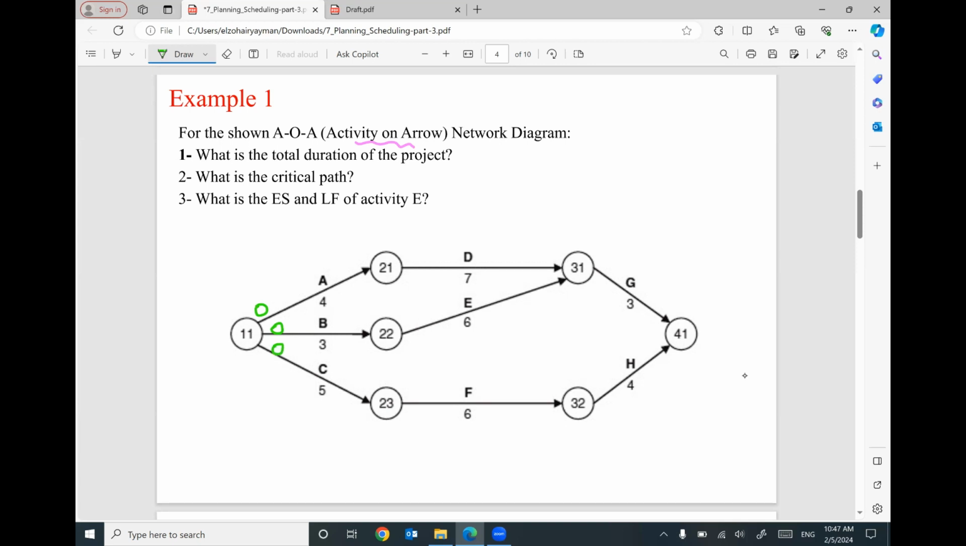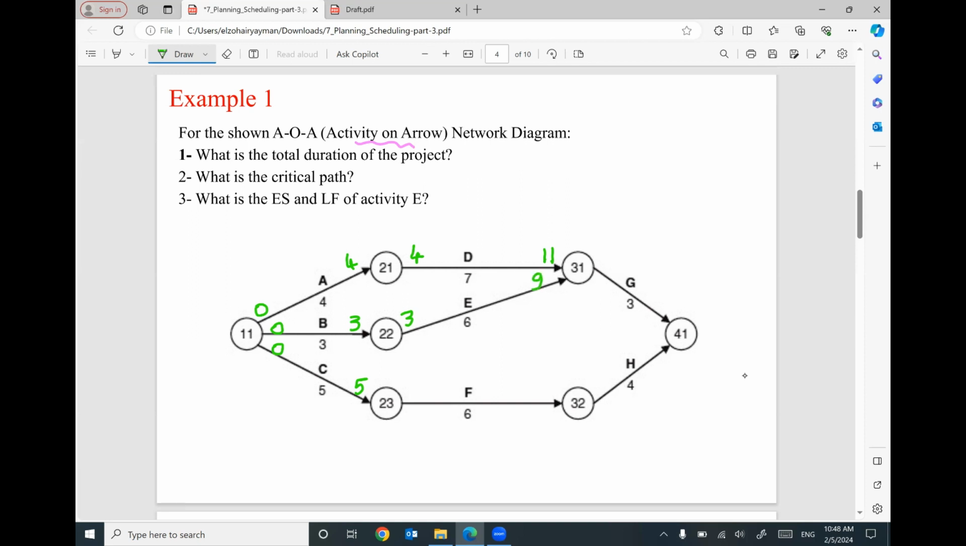For activity A, 0 plus 4 will give you early finish 4. For activity B, 0 plus 3 will be the early finish 3. 0 plus 5 for activity C, so the early finish will be 5. D has a predecessor A, so this early finish 4 will be the early start for activity D. 4 plus 7 will be 11, the early finish for activity D. For activity E, the previous one is B, so the early start is 3, plus 6 will be 9.